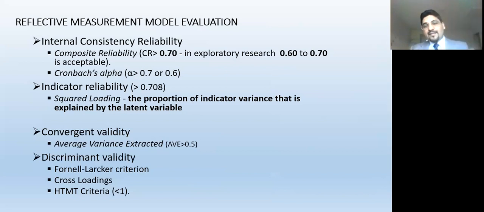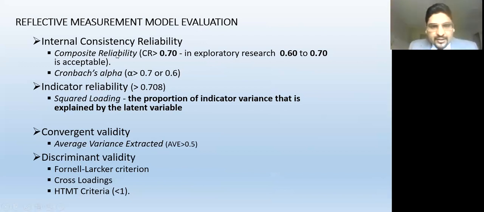Then first you need to check reliability using composite reliability or Cronbach's alpha reliability. One of these can be reported for checking the internal consistency reliability. The cutoff for both of them is 0.7. Some of the researchers believe that 0.6 is also acceptable for exploratory research. Another reliability refers to indicator reliability, which we can measure by checking factor loading. I have examples for this in the next slides.